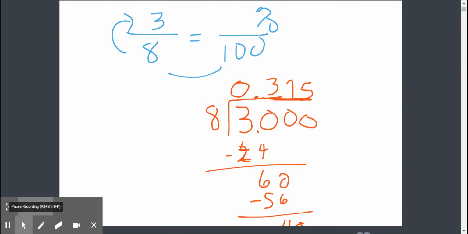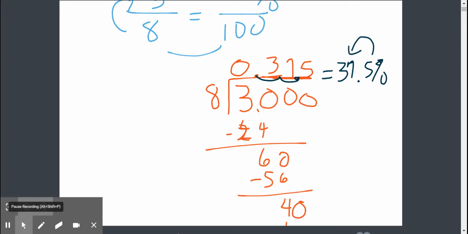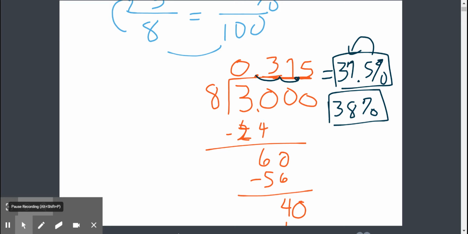What's our job now? You turn it into a percent. How do we do that? Move it over twice. Move it over 2 spaces. 1, 2. And then put 37.5. So we could say 37.5%. But if they're wanting us to round it to the nearest percent, our 5 makes our 7 jump up 1. So it would round to 38%. So if they don't want you to round it, then it would be 37.5%. If they do want you to round it, it would be 38%.